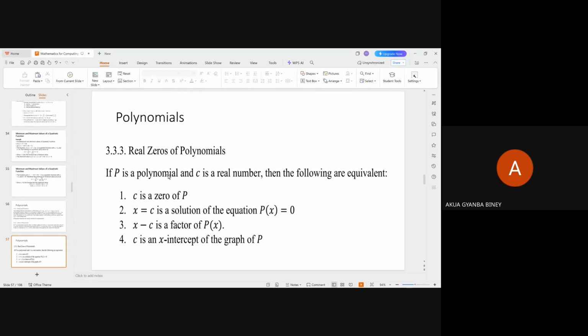So if P is a polynomial and C is a real number, then the following are equivalent. C is a zero of P. X is equal to C. X minus C is a factor of P of X. C is an x-intercept.